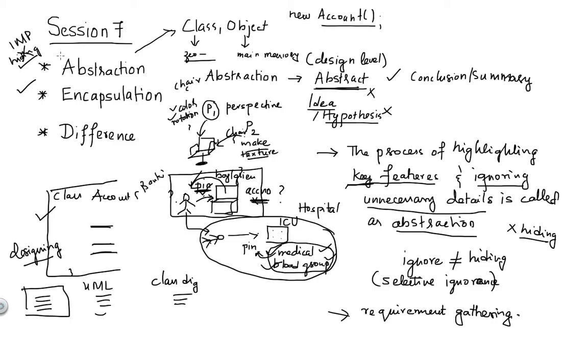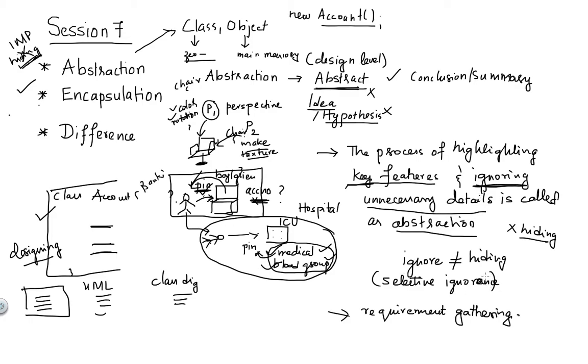Okay, because if you do use that particular word, then they keep on asking you what is the difference between abstraction and encapsulation, because in encapsulation also hiding happens. So understand, whenever you're telling abstraction, do not use the word hiding, use the word ignoring. That is known as selective ignorance.